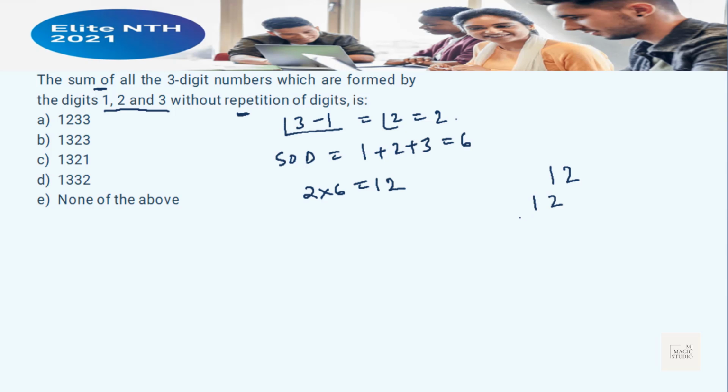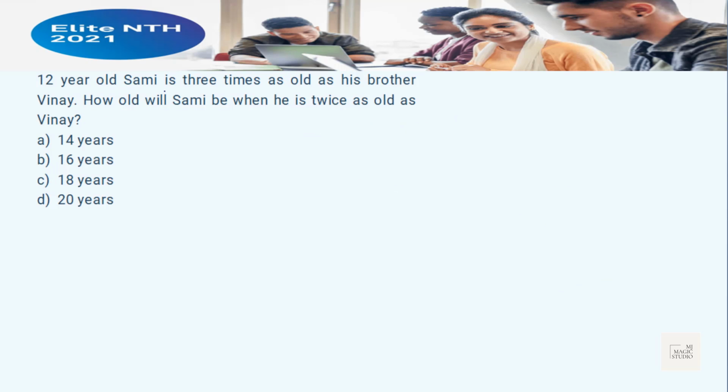We will write 12 three times because 12 is the total of each column of these 3-digit numbers. And now we will add up. 2, 2 plus 1 is 3, 2 plus 1 is 3 and 1. 1332 is the sum of all 3-digit numbers. 1332, option D. 12 years old Sami is 3 times as old as his brother Vinay.